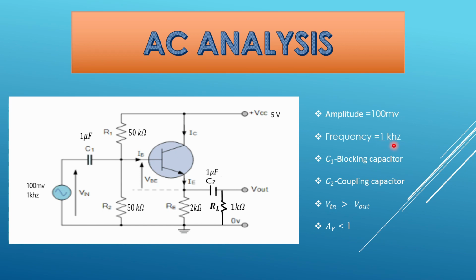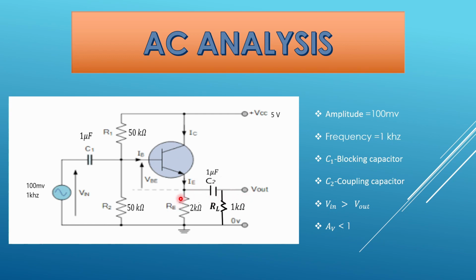So as I have already said, the input signal amplitude is given as 100 millivolts, frequency is set to 1 kilohertz, and the C1 is known as the blocking capacitor. So it blocks the DC signal and allows the AC signal to pass through. C2 is called the coupling capacitor. It couples the load and allows the AC signal to pass through.